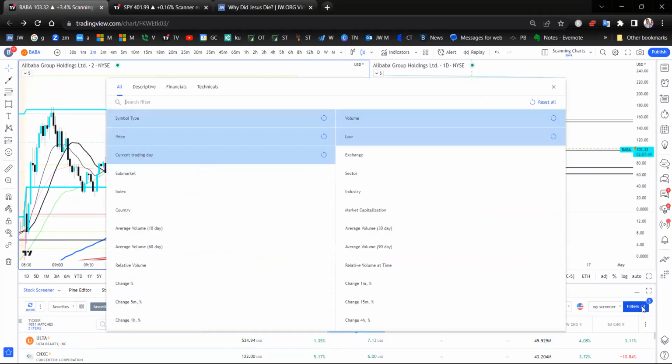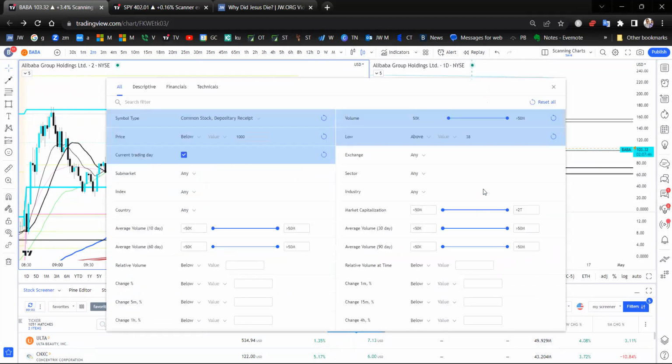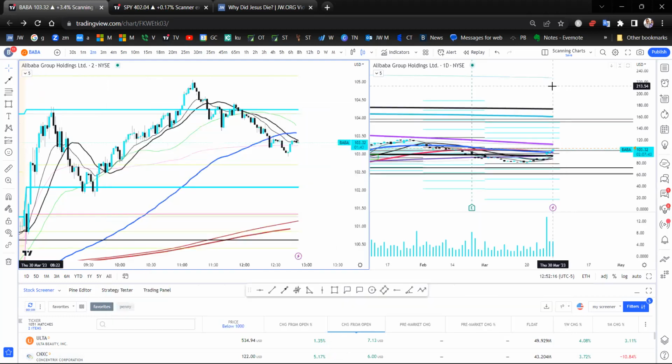As far as my filters, these are my filters here, the only thing that I need. My go-to scan is the change from the open. Earlier this morning, all of the best of the best were showing up there. Now a lot of them have fallen off, so they start falling down the list.